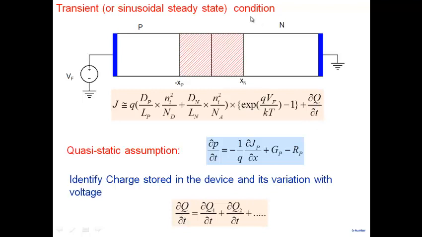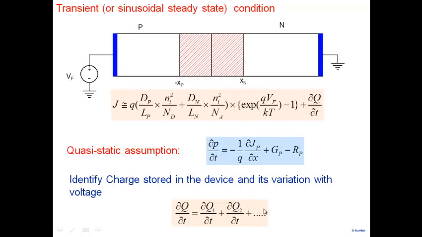In general, the charges inside the device would have several distinct components. For example, one can see already that I have a depletion charge. So Q1 may be the depletion charge. Plus, we know that we have excess holes, so we may have Q2, which is excess holes. Plus, we may have excess electrons, so I may have another term Q3, which is excess electrons.